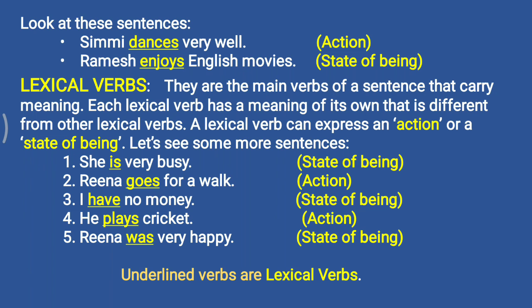I have no money. Here have is underlined and it shows state of being. So, this is the lexical verb. He plays cricket. Here plays shows an action and it is a lexical verb. Khurana was very happy. Here was is a verb and it shows state of being. So, underlined verbs are called lexical verbs.